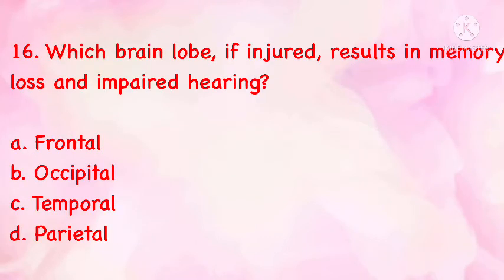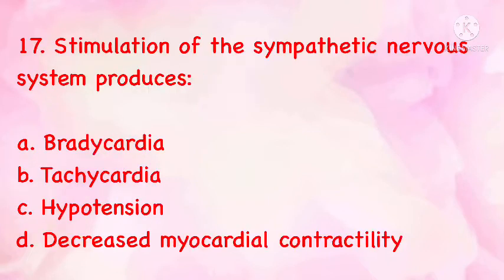Which brain lobe, if injured, results in memory loss and impaired hearing? Frontal, occipital, temporal, parietal. Correct answer is C. Temporal. Stimulation of the sympathetic nervous system produces bradycardia, tachycardia, hypotension, decreased myocardial contractility. Correct answer is B. Tachycardia.